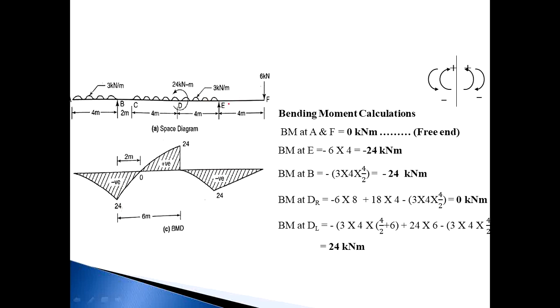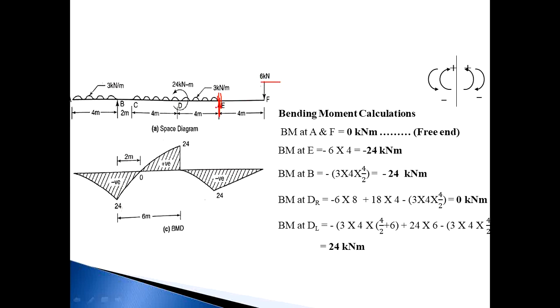Then next, I want to calculate bending moment at E. So mark a section at point E and consider the side with the minimum number of forces. At E, the right side has only the 6 kilonewton force, and the left side has the UDL from A to B, RB, this UDL and this moment. So I will consider the right side of this section.